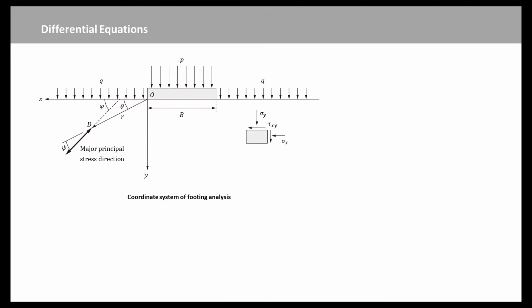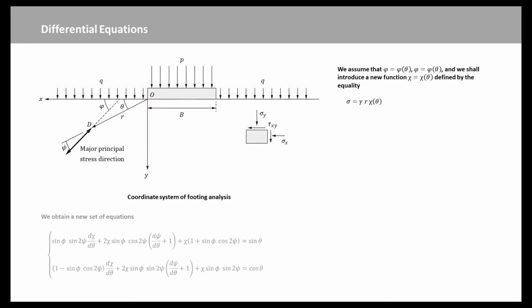Many problems on the equilibrium of a wedge of an ideally granular medium possessing self-weight can be studied on the assumption that all the stress components sigma r, sigma theta, and tau r theta are proportional to r, or that sigma is proportional to r, and varphi and psi depend only on theta. Therefore, we will assume that varphi is a function of theta, psi is a function of theta, and we shall introduce a new function chi, defined by the equality sigma equals gamma times r times chi.